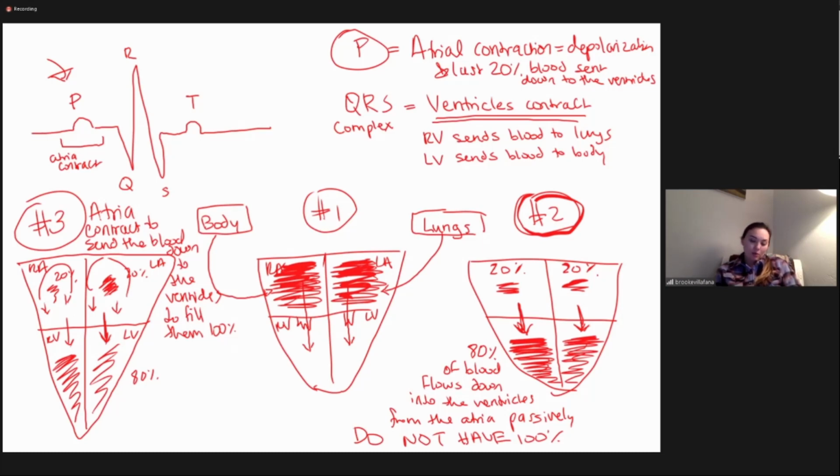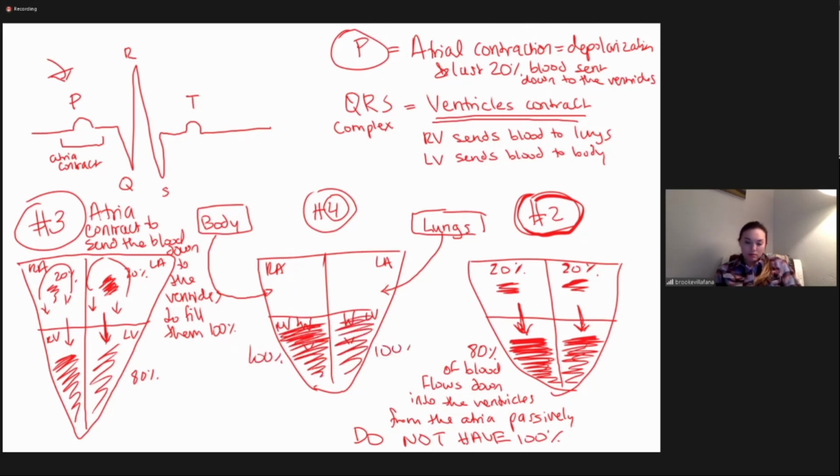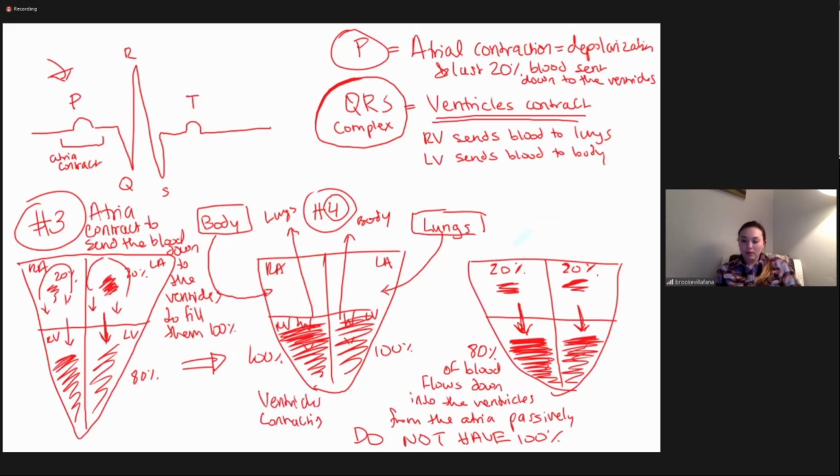So we said that the QRS is when the ventricles contract, right? So that's because when we actually get all of that blood down, we'll just pretend this is now step number 4. Once we get all of that blood down here, 100%, so this is now step 4, then the ventricles can send that blood to the lungs and to the body. So the QRS complex will come after the atria contract and send the last 20% down. We will then get the ventricles contracting.